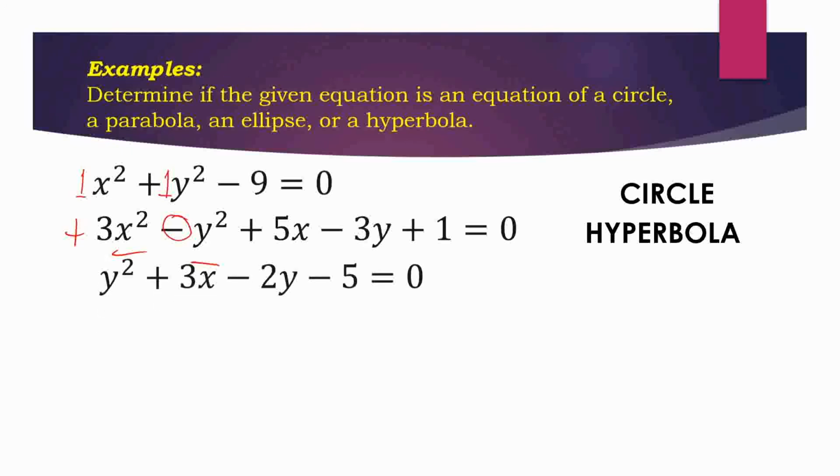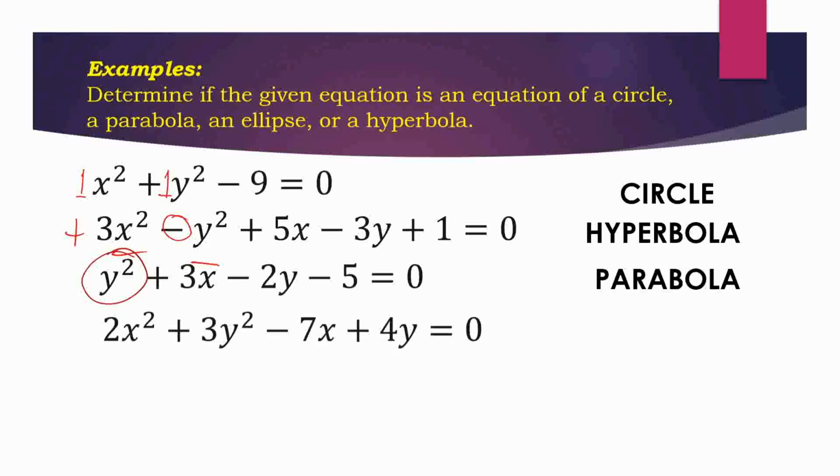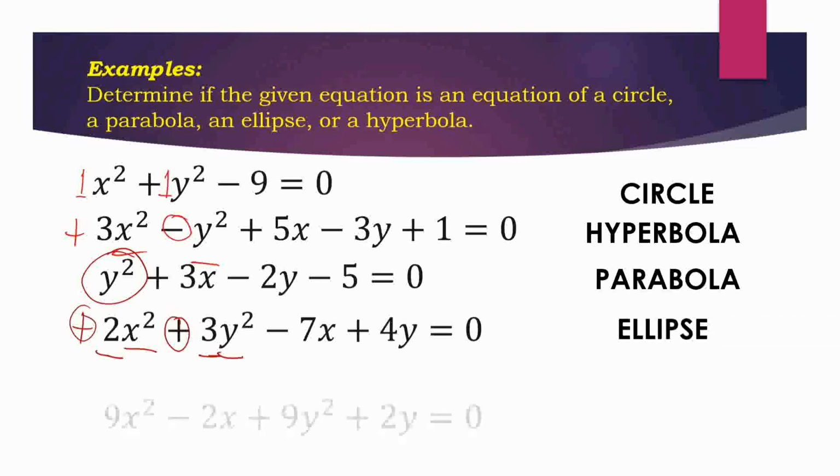Third, y squared plus 3x minus 2y minus 5 is equal to 0. So, yung pinakamadaling tandaan, pag iisa lang yung naka-squared, so yun ay parabola. Next, 2x squared plus 3y squared minus 7x plus 4y is equal to 0. So, parehong naka-squared yung x and y, and then pareho ng sign, but different coefficient, 2 and 3. Unequal yung coefficient niya. Ibig sabihin itong equation nito ay ellipse.